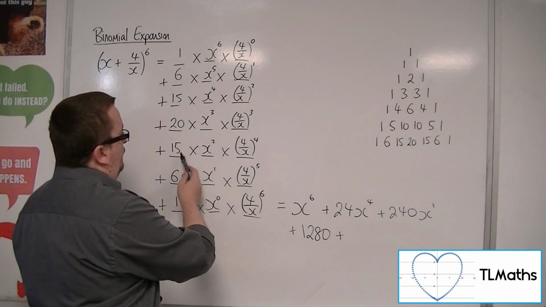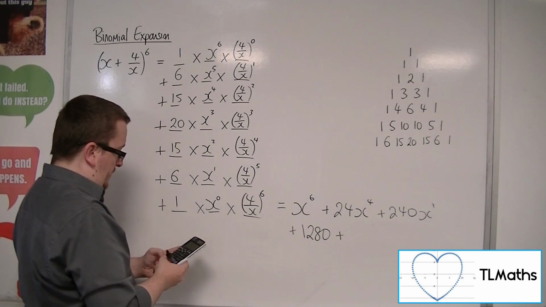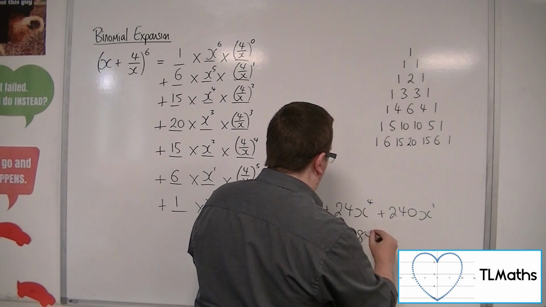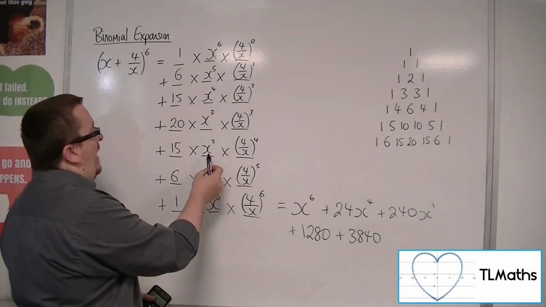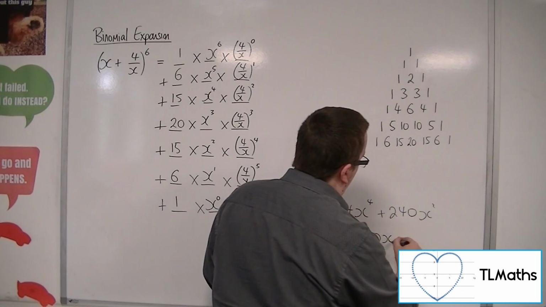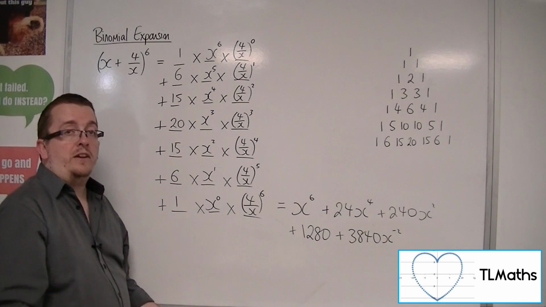For this term, you've got 15 times 4 to the 4. So 15 times 4 to the 4 is 3,840. And we've got x squared divided by x to the 4. So that's x to the minus 2. Well, you could write this as 3,840 over x squared if you like.